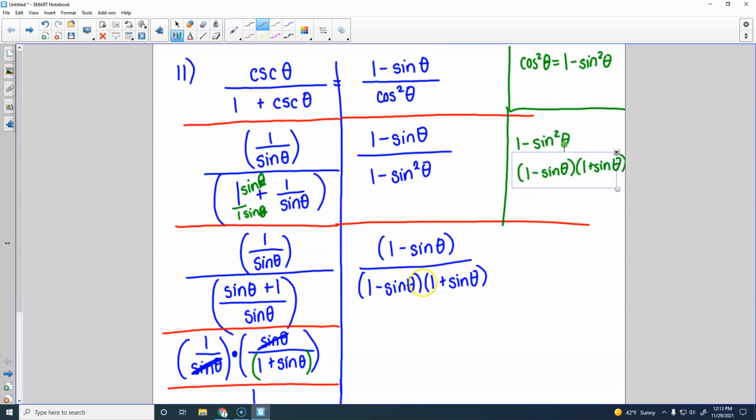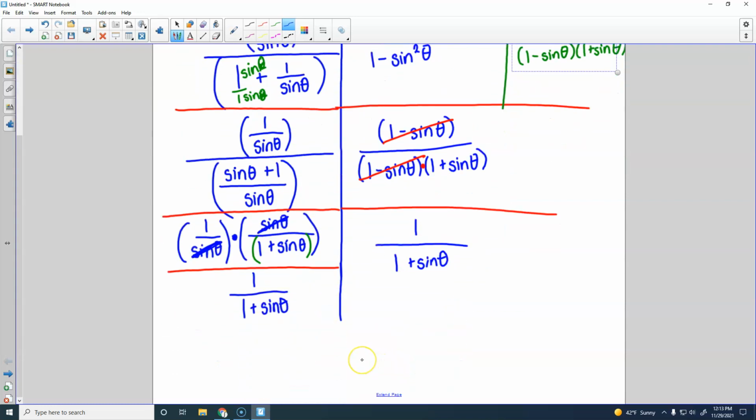Okay, now I have multiplication between these two terms here, right? 1 minus sine theta matches the 1 minus sine theta on top. Now I can cancel those entire terms. And since there's nothing left on top, we would put a 1 there. And on the bottom we'd have 1 plus sine theta, which matches the other side. So we know we've done that correctly.